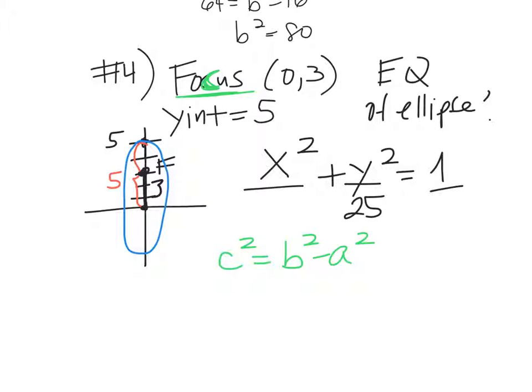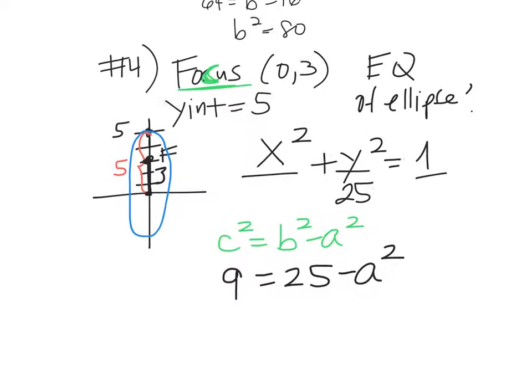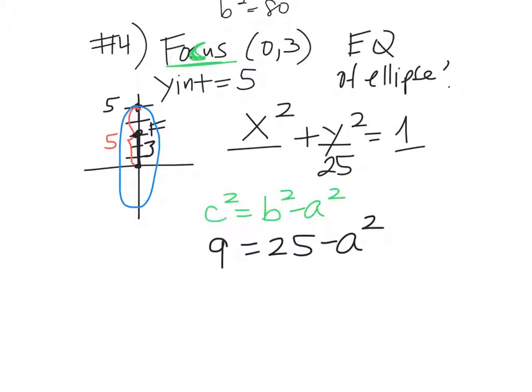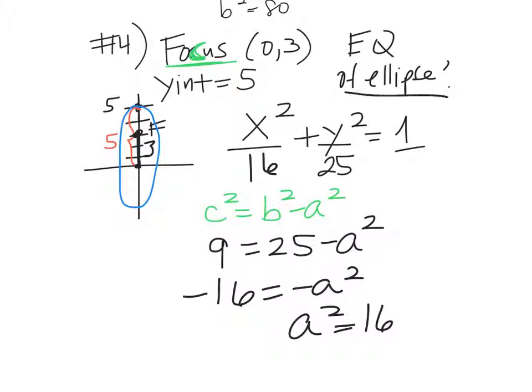Yeah? So 3 squared is 9. B squared is 25, and A squared is what I'm looking for. Now, you might be a little alarmed, thinking, oh no, we're going to get a negative, but we won't. Subtract 25, and you get negative 16 equals negative A squared. Yes, divide by negative 1. A squared is 16, and you're done.